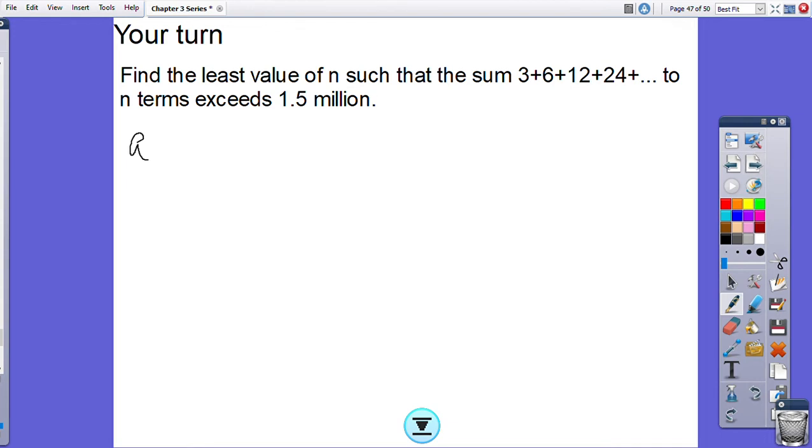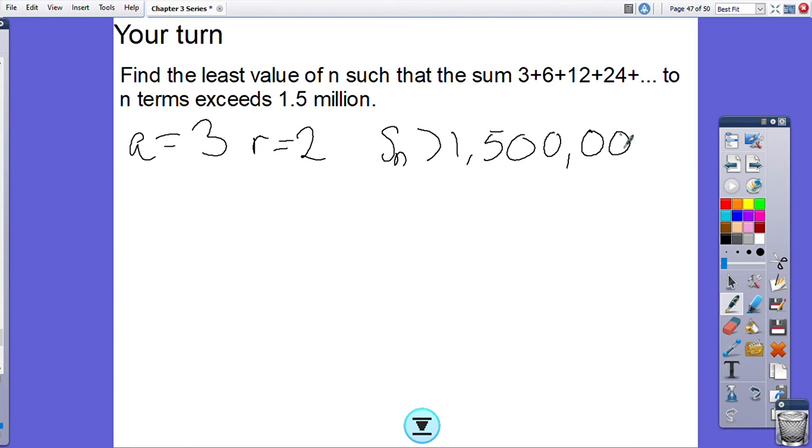So we've got a equals 3, r equals 2, and this time we know that the sum is bigger than 1.5 million. There you go, another massive number for me to write out on this.